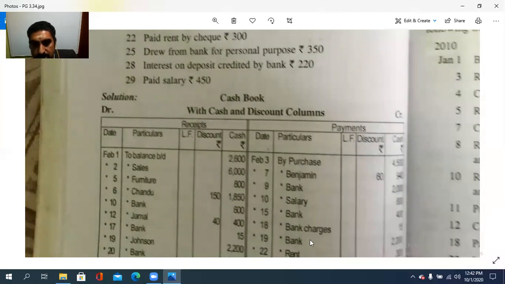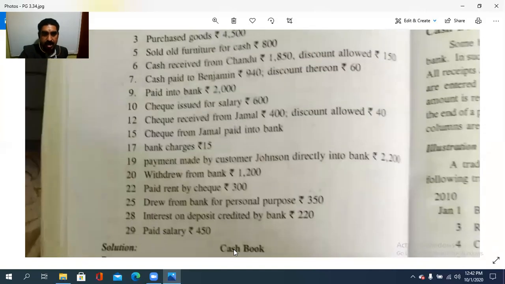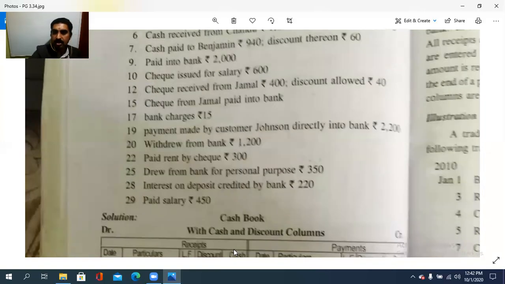See, the 2200 entry is there. So under the cash and discount column, that 2200 is cash account debtor to Johnson, and on the opposite side, what is the entry? Bank account debtor to cash also there. So by bank, this is the entry for deposit, and receiving that check, this one 2200. Then withdrew from bank, cash account debtor to bank. How much? 1200.